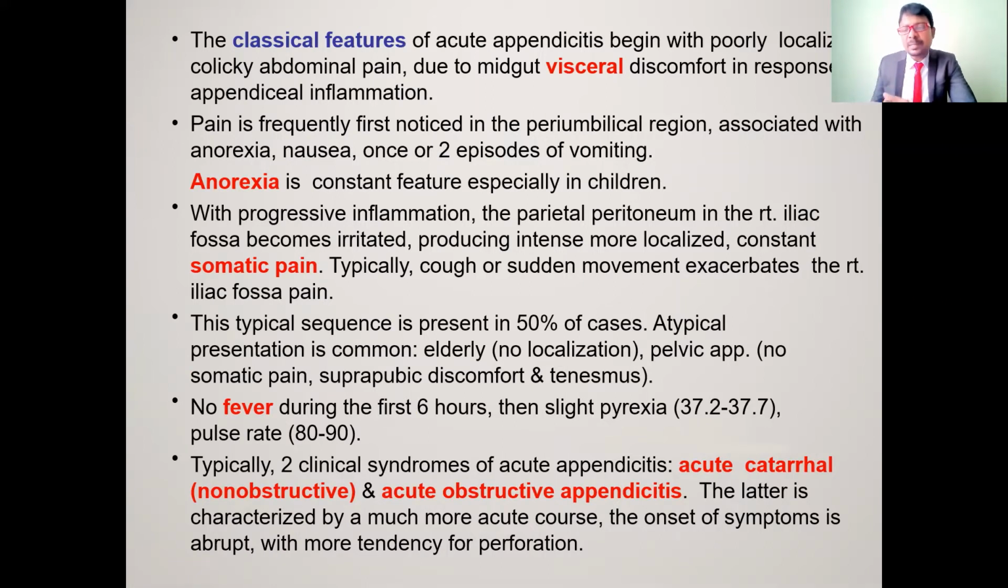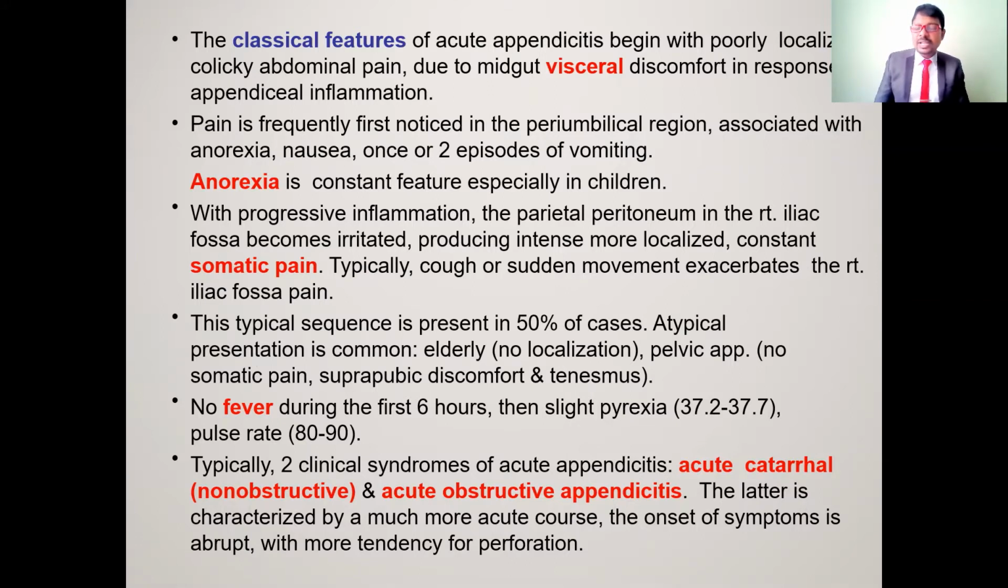With these symptoms, we are going to identify with the physical examination, with special signs, that is the psoas sign and also the obturator sign. We will discuss them in the physical examination. This typical sequence is present in 50% of the cases, with severe pain around the right iliac fossa and this irritation.